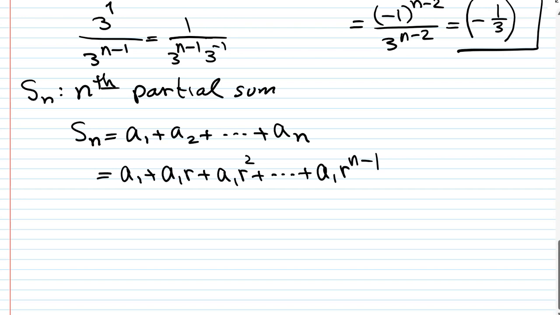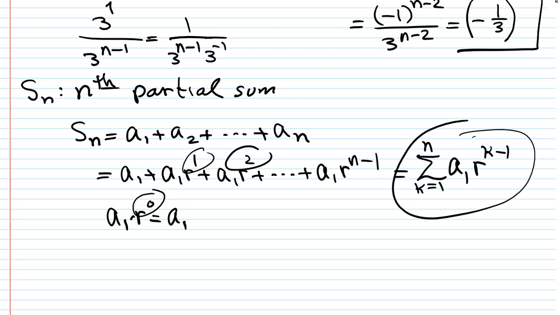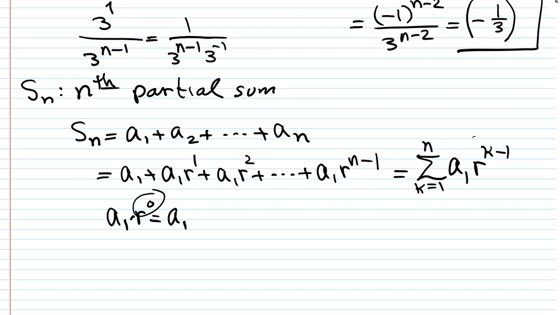Right? Which we can write in sigma notation, by the way. I can write it as the sum from k equals 1 to n of A sub 1, because the A sub 1s aren't changing. But the R's are changing. Right? R's are going from 0 exponent here, A1 R to 0 is A1. So there you have it. R goes from 0, 1, 2, and there you go. This will pick it up. So I can write it in sigma notation the way you're looking at it.